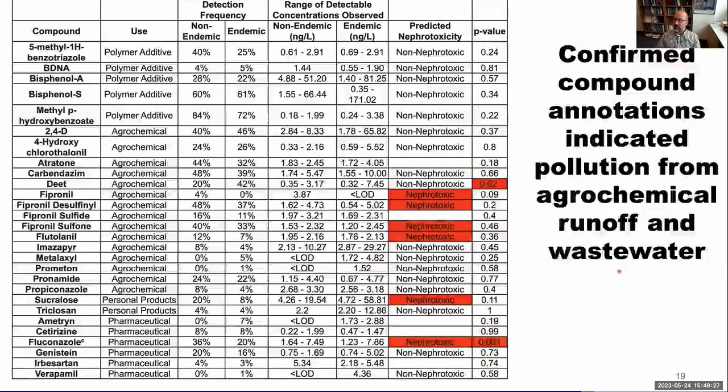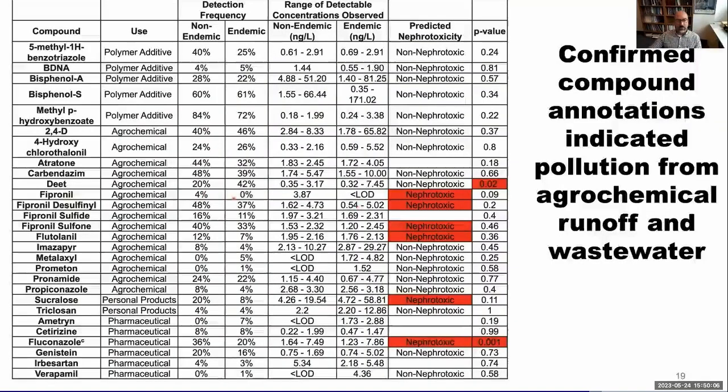Most of the confirmed compound annotations, these are examples of compounds that we're able to confirm using authentic standards. These indicate pollution from both agrochemicals as well as wastewater. This is not surprising given the activities that are happening around these drinking water wells in Sri Lanka. There was a lot of farming, a lot of agriculture, things like fipronil, fungicides like hydroxychlorothalonil, as well as pharmaceuticals and personal care products and other components like sucralose here, for example, this artificial sweetener, which are indicators of wastewater discharge.